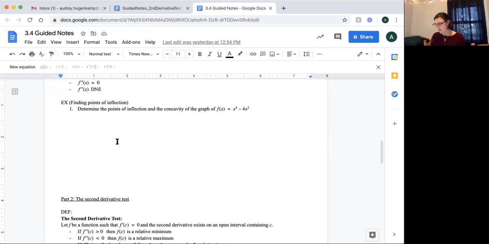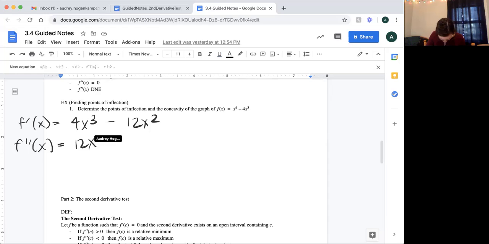So we're going to do a quick example about finding points of inflection and determining concavity. Determine the points of inflection and the concavity of the graph of f of x equals x to the fourth minus 4x cubed. So there's our initial function. The first derivative is going to equal 4x cubed minus 12x squared. And then I know that I'm dealing with concavity and points of inflection, so I'm going to move right along to my second derivative. f double prime of x equals 12x squared minus 24x. I'm going to factor out a 12x and rewrite this as 12x times x minus 2.